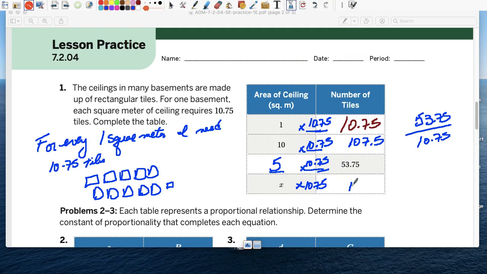So that would be 10.75x. Remember, when we multiply a number with a variable, the number should come first and then the variable. This is the coefficient and then it's the variable. And know that they're being multiplied by each other, but if you don't see that little dot there, it's implied that they're being multiplied. Okay?